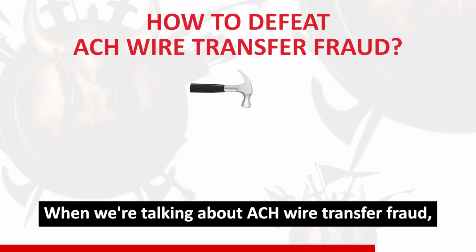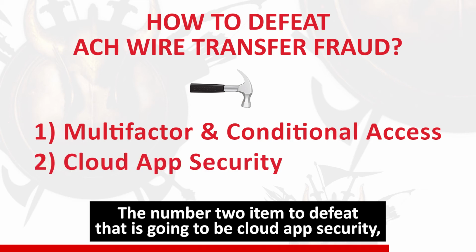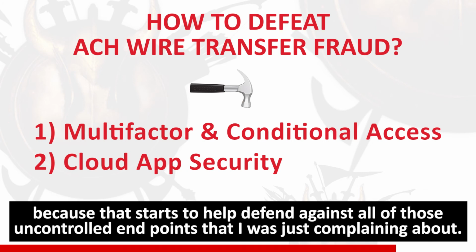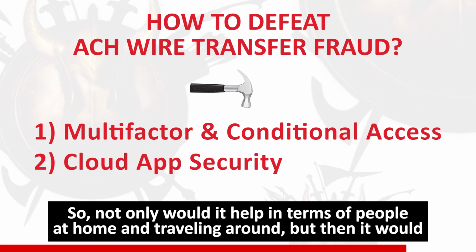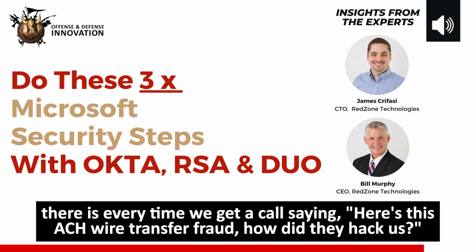When we're talking about ACH wire transfer fraud, multi-factor as well as conditional access is the number one item to defeat that. The number two item to defeat that is going to be cloud app security, because that starts to help defend against all of those uncontrolled endpoints that I was just complaining about. So not only would it help in terms of people at home and traveling around, but then it would help against those uncontrolled endpoints.